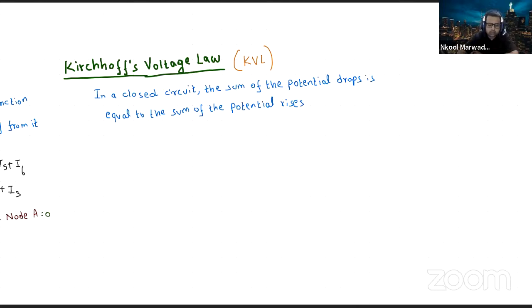Let us see how it is done, and what it means. So in a closed circuit, the sum of the potential drops is equal to the sum of the potential rises. So let us draw one circuit to understand it.